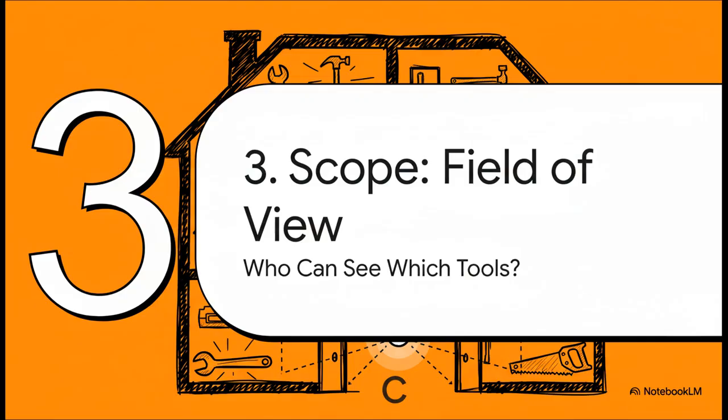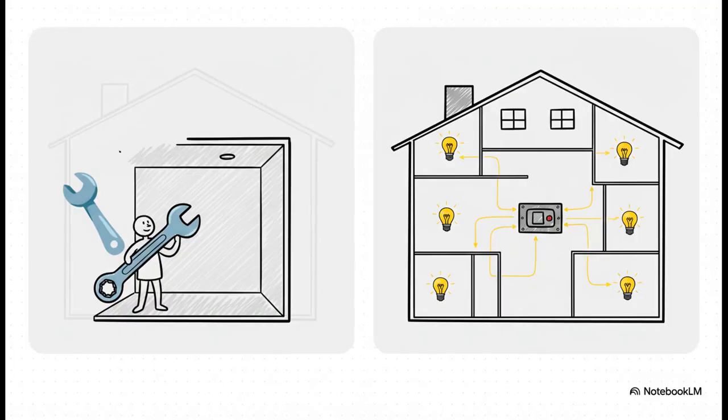Next up, scope. And with our house analogy, this is a super simple idea. Scope is all about what you can see from where you're standing. Can you only see a tool when you're inside one specific room, or is it something, like the main water valve, that's visible from anywhere in the house? This really lays it all out. Local variables are like a hammer you're holding in your hand. You can only use it while you're in that room.